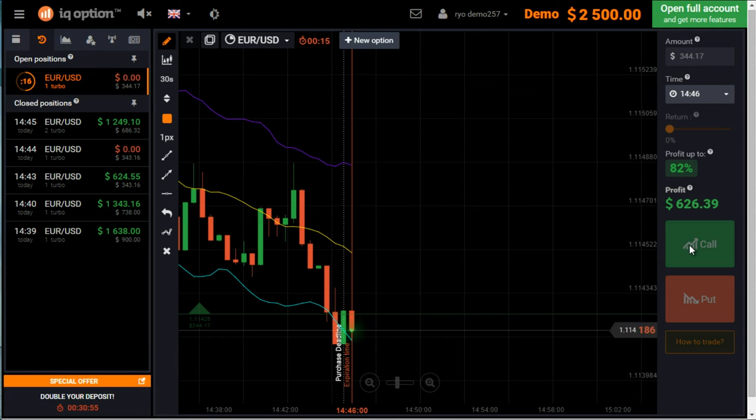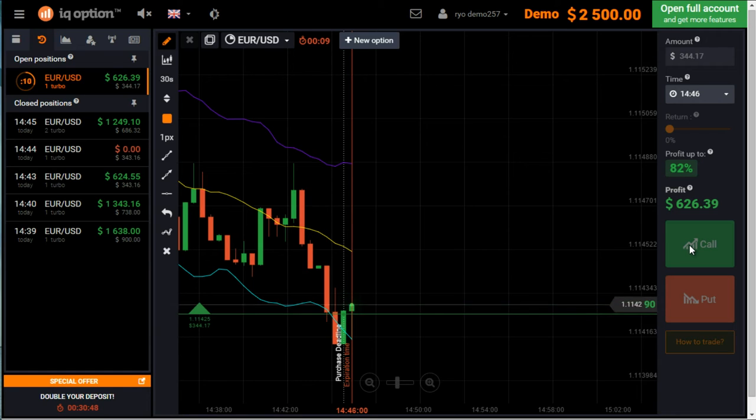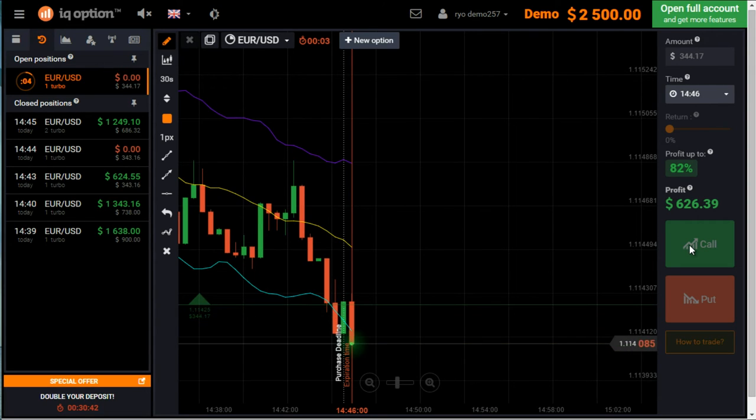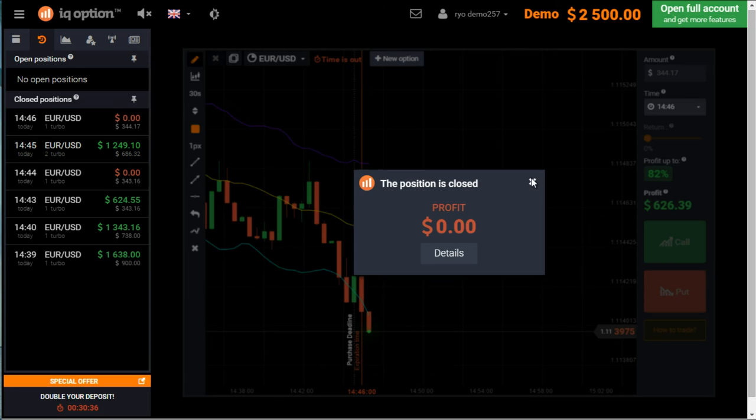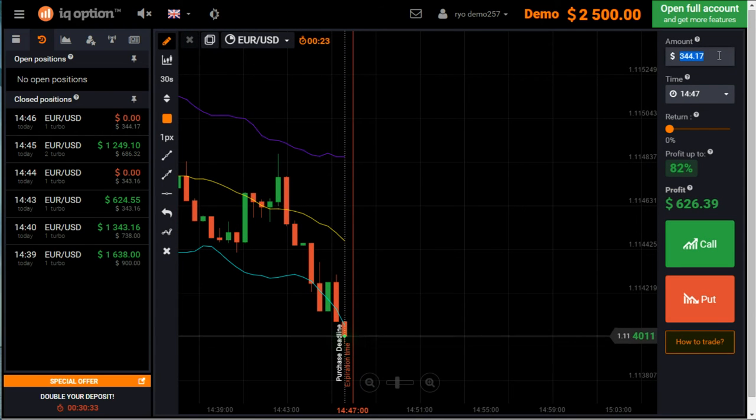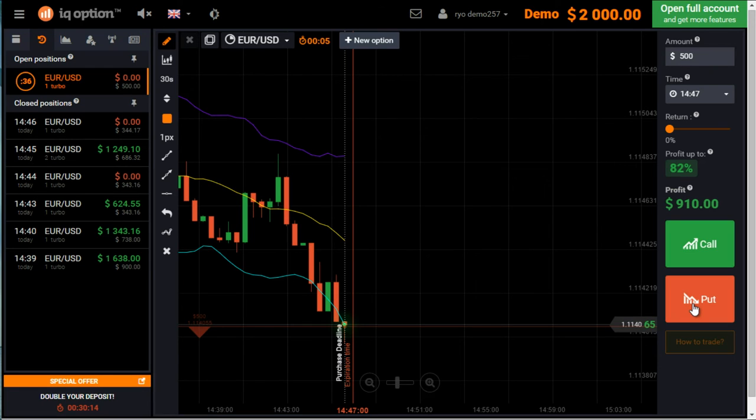In this kind of chart, I have to go a little slow, little by little, gaining some decent profit at a time. This one finally decided to go down, so I lost. But anyway, it's okay. The balance is now 2,500. Now I'm trying to recover the last loss. Trading amount, I have increased to 500. So if I win this one, I'm going to recover this.